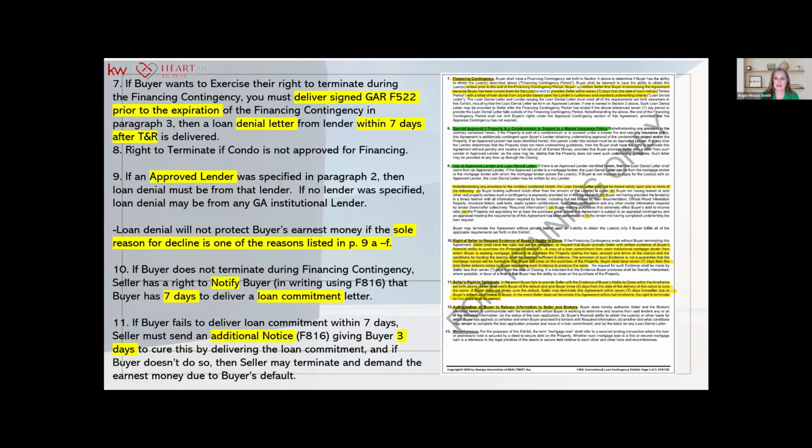Okay, the use of approved lender. This paragraph 9 ties into paragraph 2 on the front, where I told you guys to put NA.